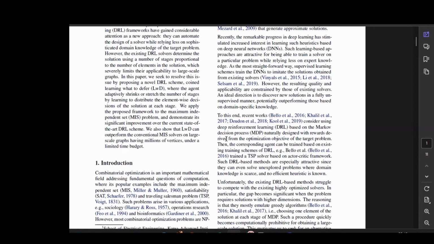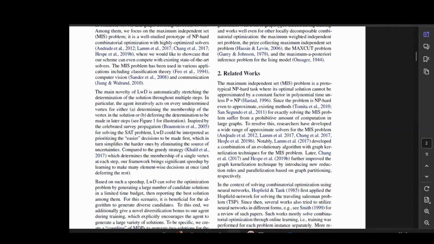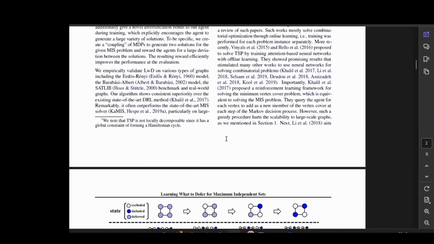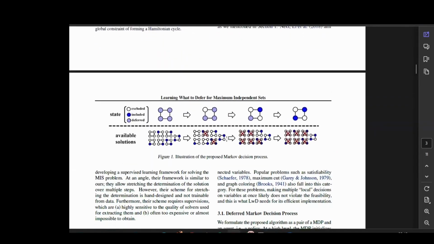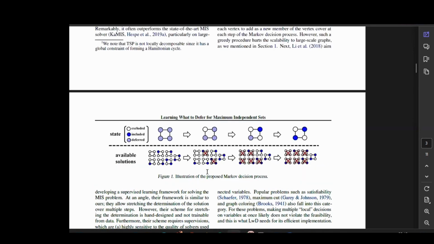Coming to the LwD framework. The Learning What to Defer framework addresses the maximum independent set (MIS) problem by strategically deferring decisions about vertex membership in the solution set, which allows for more efficient problem solving. As you can see, Figure 1 here is an illustration of the proposed Markov diffusion process.